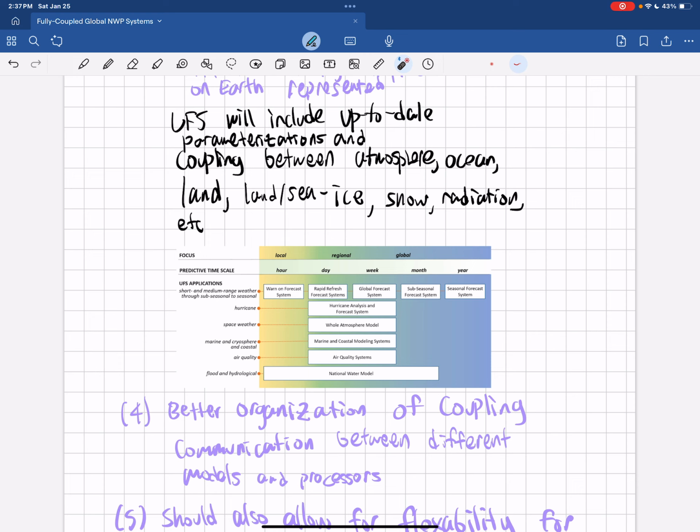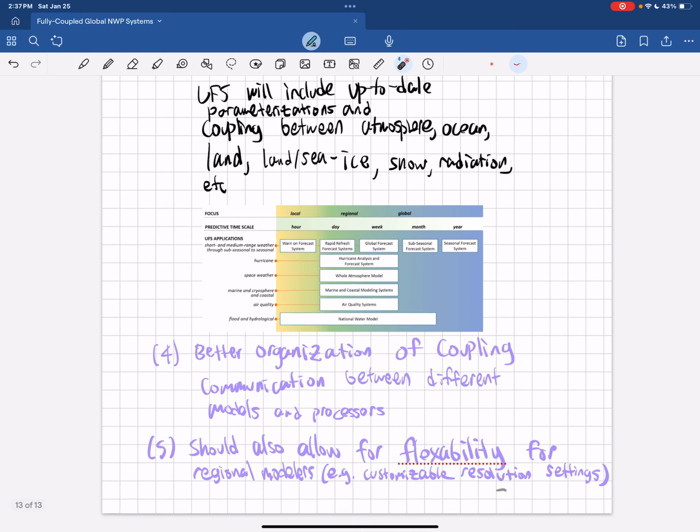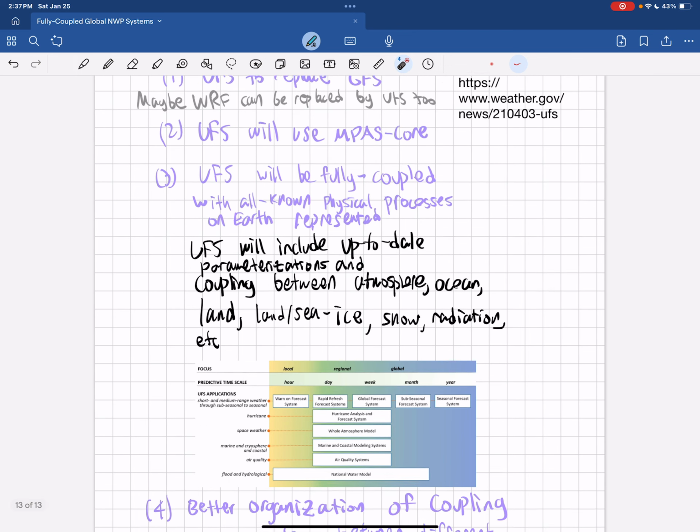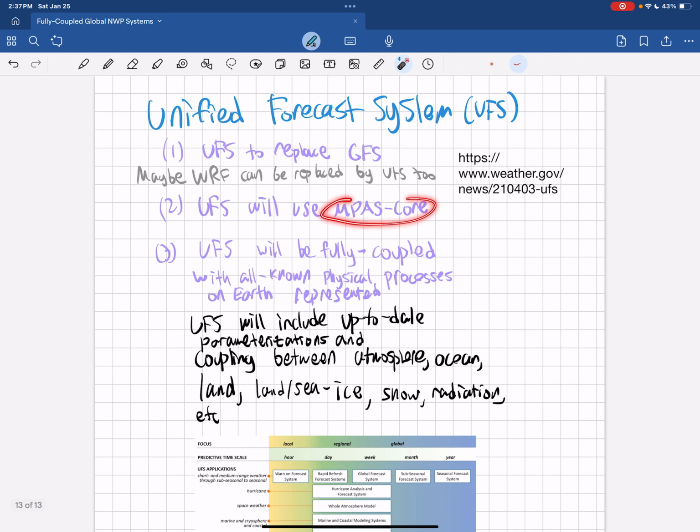Ocean and atmosphere are going to be coupled. There's going to be air-sea, there's going to be air-land, there's going to be hopefully land-sea. And so I think this is great progress that humanity's making, and I actually hope to work with UFS in the future, especially if they're going to use the MPAS core.